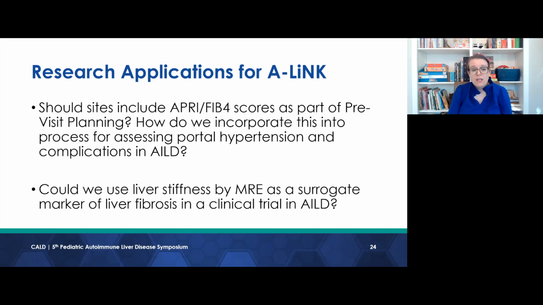The other thing is, could we use liver stiffness by MRE as a surrogate marker of liver fibrosis in clinical trial design? We talked previously about looking at steroids and different steroid effects in autoimmune hepatitis, or GGT normalization in PSC. Would using that in conjunction with MRI be a way of taking a non-invasive look at liver fibrosis, both at the beginning of studies and potentially as endpoints?